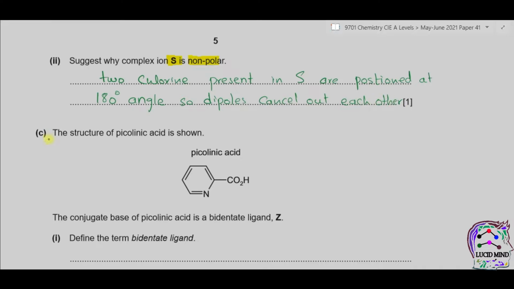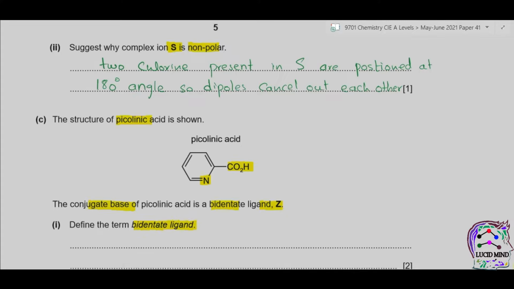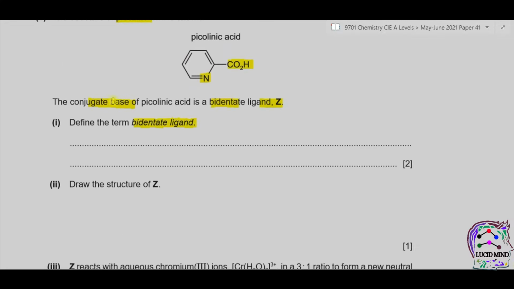Part C, we have this question. The structure of picolinic acid is shown. We have nitrogen, we have carboxylic acid. The conjugate base of picolinic acid is a bidentate ligand Z. Define the term bidentate ligand. Now, a ligand is something that makes a coordinate covalent bond with the central metal atom or ion. A bidentate ligand has a structure that can make two coordinate covalent bonds with the central metal.